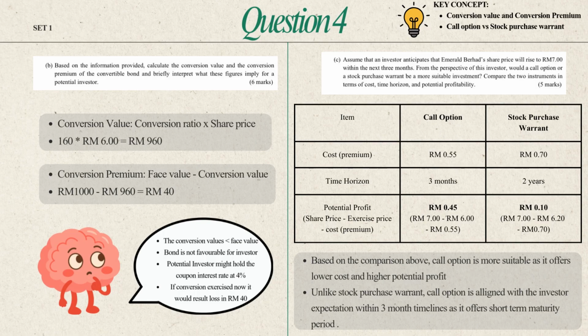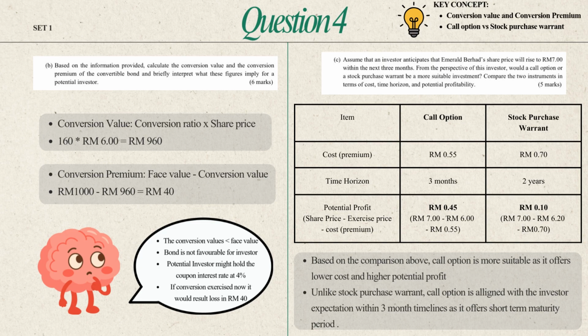Question 4b asks us to calculate the conversion value. The bond converts into 160 shares and the current share price is 6 ringgit. So 160 shares multiplied by 6 ringgit equals 960 ringgit conversion value. Since the bond's face value is 1000 ringgit, the conversion premium is the face value minus the conversion value. 1000 ringgit minus 960 ringgit, we will get 40 ringgit. The premium represents the extra amount that investors pay for the conversion privilege.